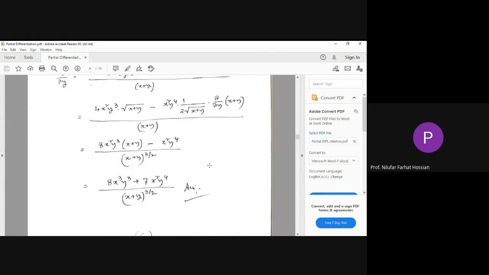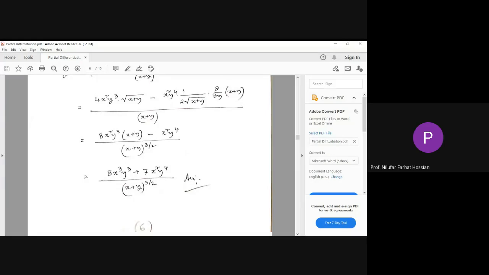Again, in this expression, these two should come here. 2 into this. And here 2 into 4 is 8, 8x square y cube, and this root over into this root over x plus y, and here it will be simply x square y to the power 4. After doing the algebra, this gives you the result.